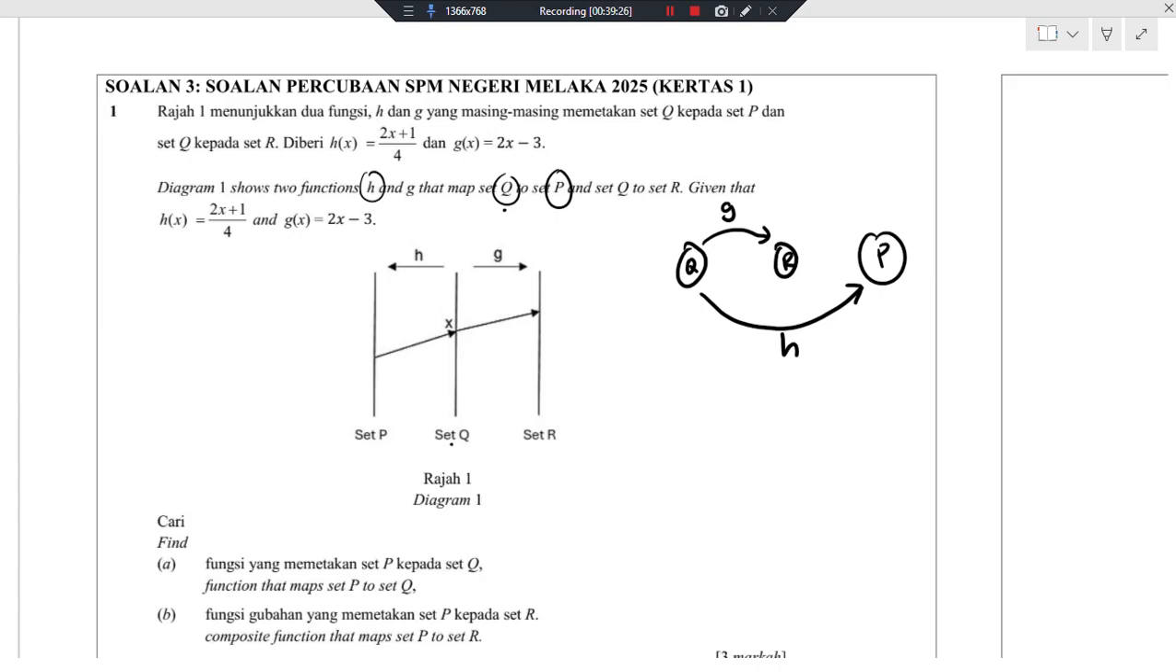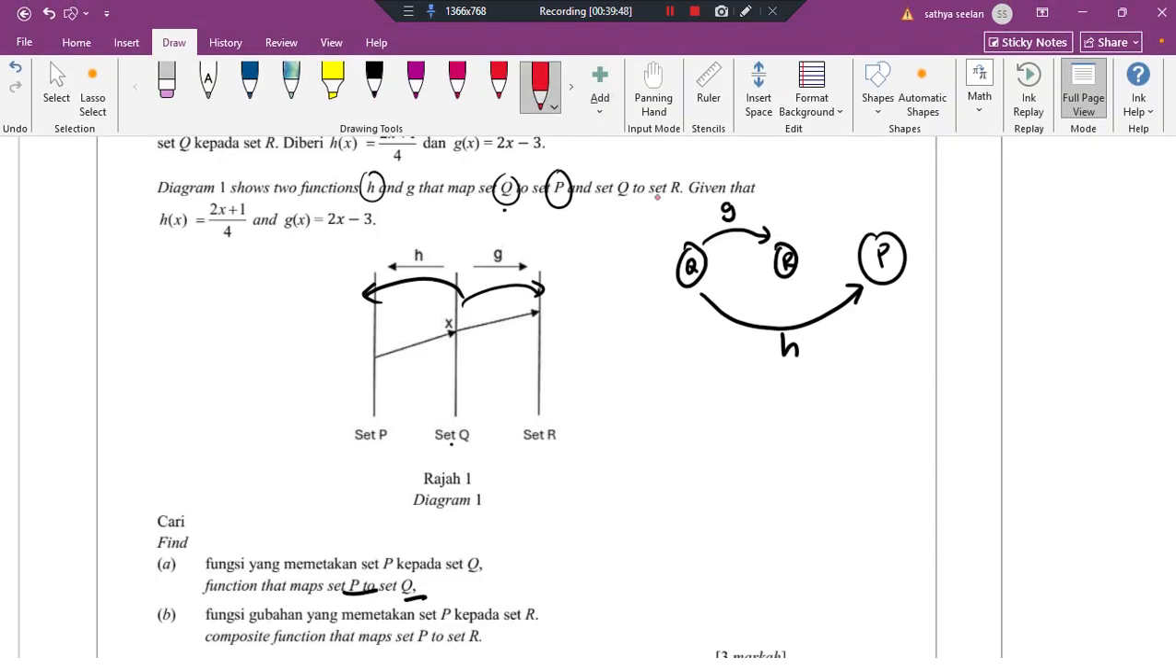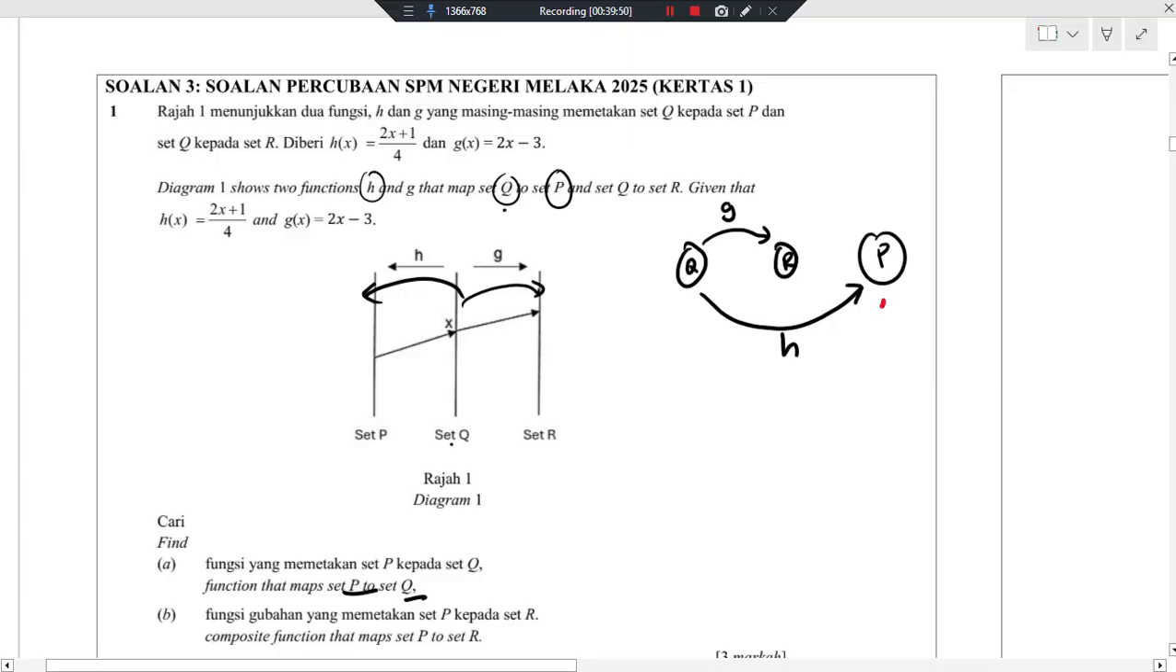Okay, dia tanya apa? P kepada Q, betul tak? P kepada Q tu apa maksud dia? Kalau Q to P is H, P to Q must be H inverse. Dia tak dahsyat, dia senang je. Tapi kena fikir sikit lah, okay? Kan, kalau reverse kita kena letak inverse kan? Okay. So, kita kena cari the function lah.